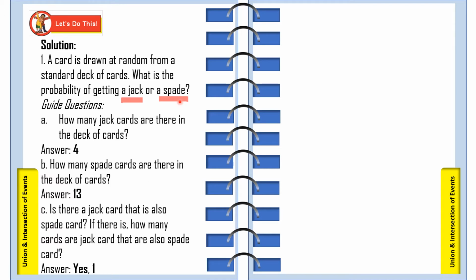Yes. Correct. Meron tayong card na jack at also spade. Tinatanong ilan yon? Isa lang. Nag-iisa lang siya. Siya yung ating jack of spades. So, nag-iisa lang siya out of 52 cards. Meron lang tayong isang card na jack tapos spade. Okay? So, nagkakaroon na kayo ng idea dyan.